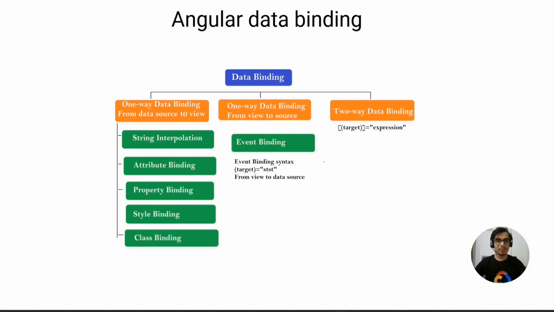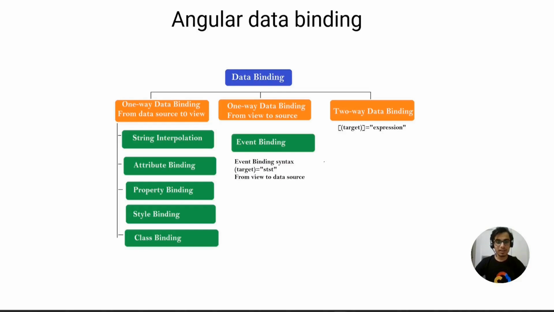In Angular, at the top level, we have two types of binding. First is one-way binding and second is two-way binding. In one-way binding, we pass data in only one direction, while in two-way binding, you can pass data in both directions. How are the directions decided? The directions are based on whether your data is flowing from your data source to the view, or from your view back to the data source. Based on that, we decide the direction.